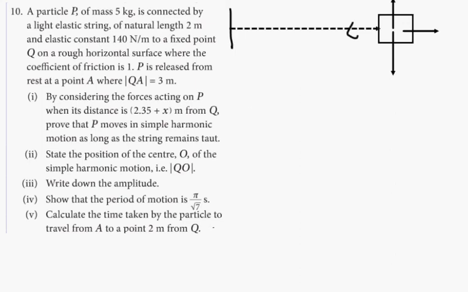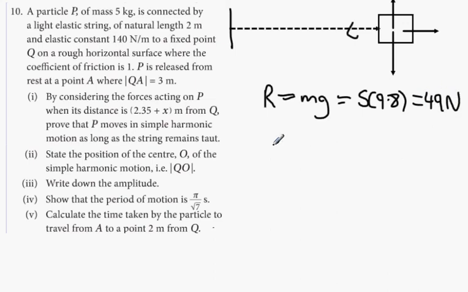Okay. First and foremost, let's find out what our frictional force is, right? So R equals mg, and mg is 5 times 9.8, which is going to be your 49 newtons. Friction equals mu R, and mu, the coefficient of friction, is 1. So it's going to be 1 multiplied by 49. The friction therefore is 49 newtons.